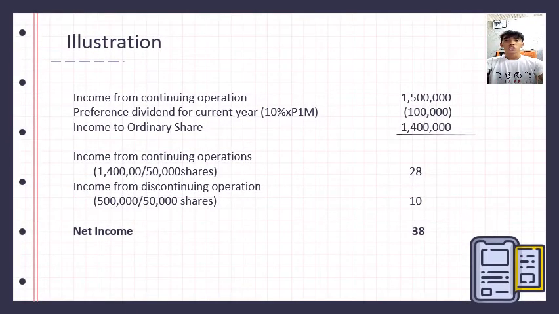Income from continuing operations, we have 1,500,000. Preference dividend for the current year, we have 100,000, which is 10% of 1 million. Subtract the preference dividend from 1,500,000 to get the income to ordinary shares of 1,400,000. We simply divide 1,400,000 by 50 shares. Then for income from continuing operations, 500,000 divided by 50 shares, and add the continuing operations and discontinued operations to get the net income.